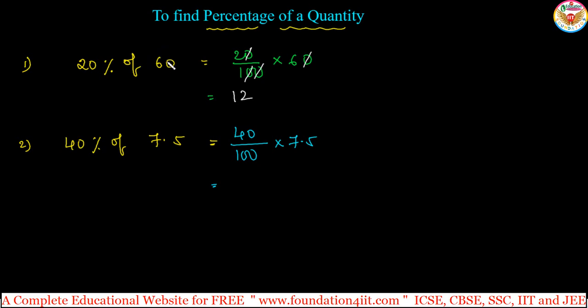In 60, 20 percentage is 12, right? In 7.5, what is the 40 percentage? That means the answer should be less than 7.5 only. 40 percentage of 7.5. Now 0 0 cancel, you can simplify more. 4 into 7.5 is 30 by 10, that is 3. Okay, so 3 is the 40% of 7.5. Now this is the method or concept you use in word problems.